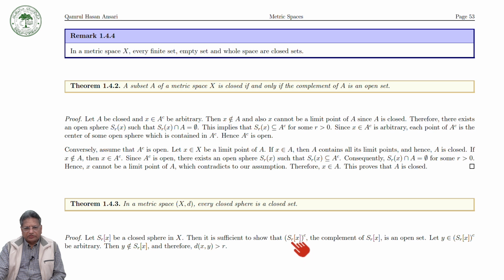To prove that the complement of this is open, it means that every point of this complement is the center of some open sphere contained in it. So let us take y, an arbitrary element of the complement of the closed sphere. Because y is in the complement of the closed sphere, y cannot be in the closed sphere, and therefore the distance between x and y must be strictly greater than r.